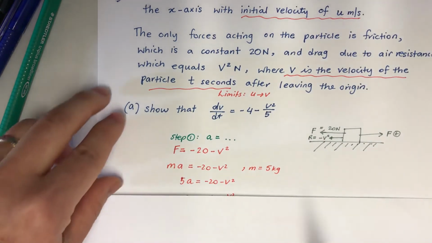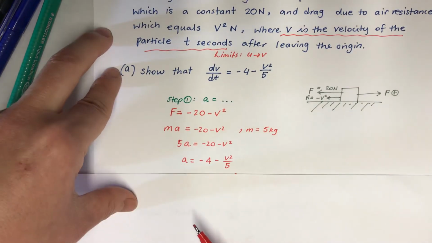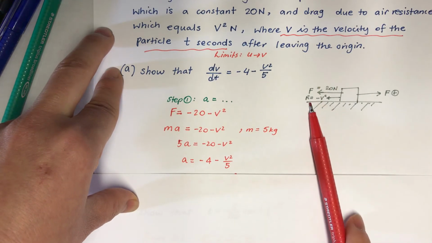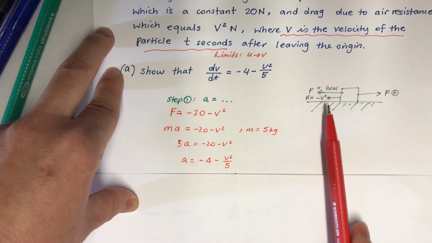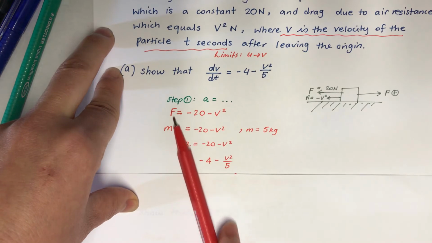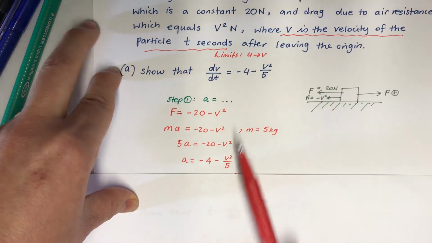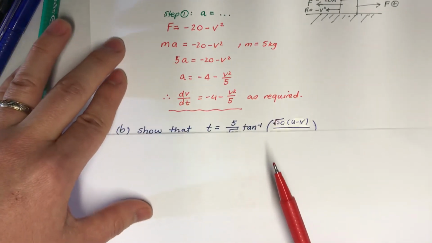Again, the first step is changing into a equals. So I'm going to go F equals, I've got these two, friction and air resistance. So I need to add them together, but they are in a different direction, so it's a negative. And I'm going to change the F equals ma and change it into that as required. All right, so that's not too bad. That was an easy one.